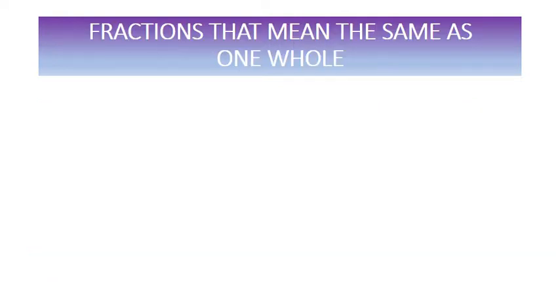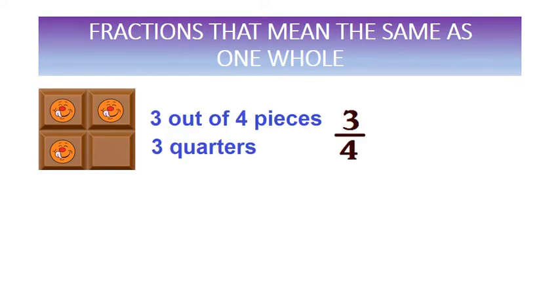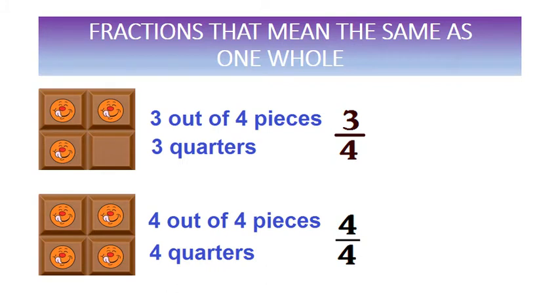Another really important thing that we need to recognise when we're working with fractions is which fractions represent one whole thing. So if we look at our bar of chocolate again here, we know that this represents 3/4. 3 out of 4 pieces have been eaten, or 3/4. So if we were to eat that whole bar of chocolate, we would be eating 4 out of 4 pieces, or 4 of the quarters, and we would write this as 4/4. So basically 4/4 means the whole thing, one whole thing, in this case a bar of chocolate.